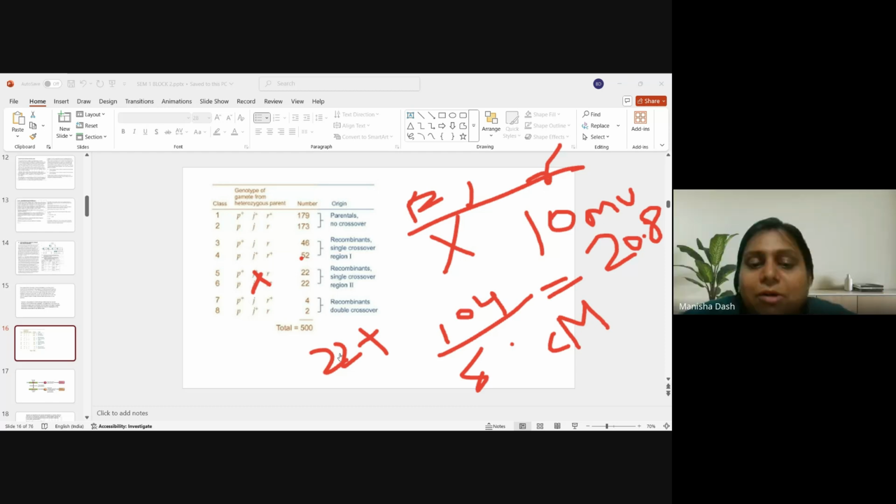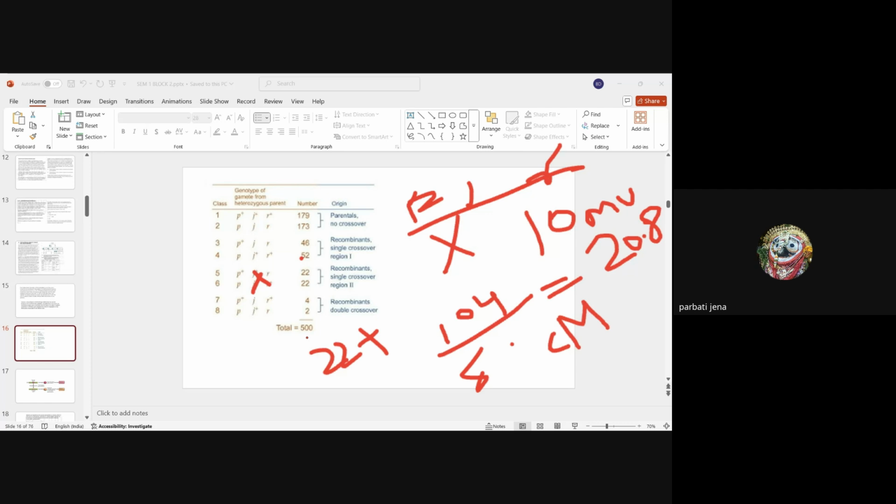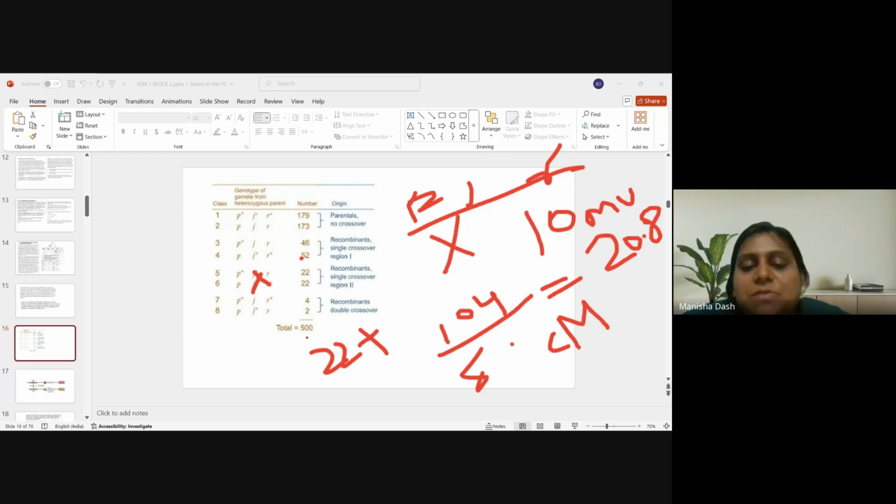Okay, I am telling you the formula, you write it down if you have a notepad or paper and pen. The total number of recombinants divided by the total number of progeny, multiplied by 100. That is the formula to find out the distance between the genes.